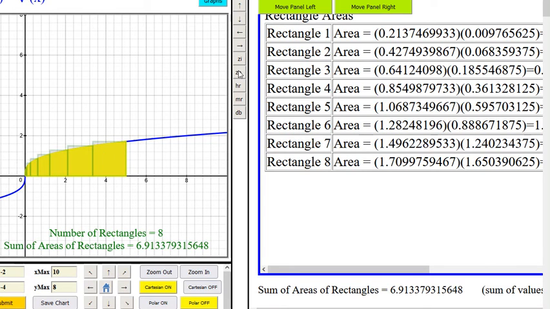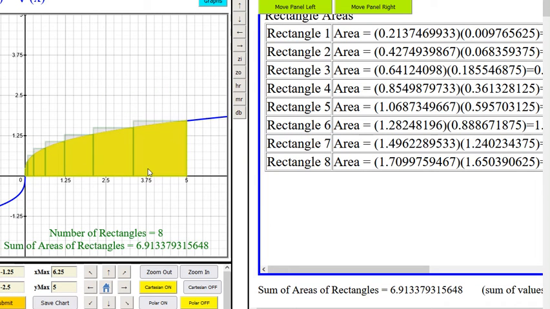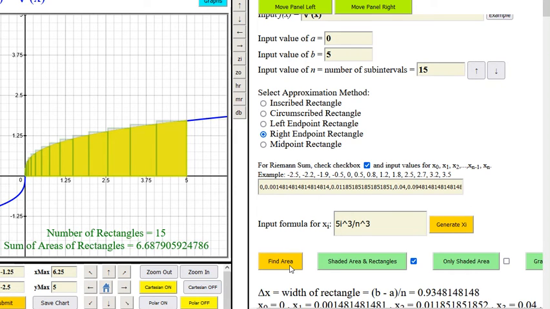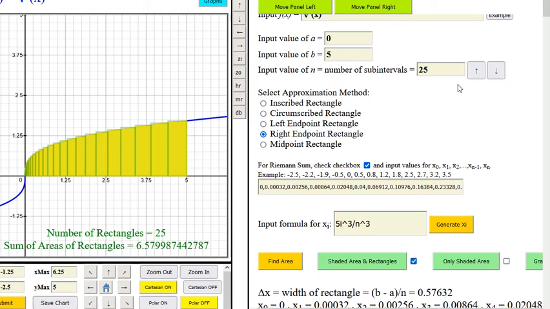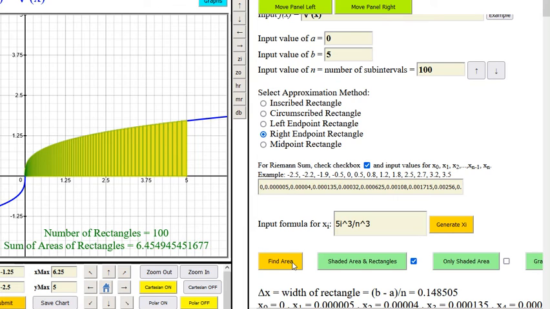And so now let's fill the shaded region with more rectangles so that we can find a better approximation. So now instead of 8 rectangles, it's 10 rectangles, and we get the sum of areas of the rectangles is 6.81. And here's 15 rectangles. And then here's 20 rectangles. And then here's 25. And now let's fill it up with 100. So there's 100 rectangles, and we get an area of about 6.45.